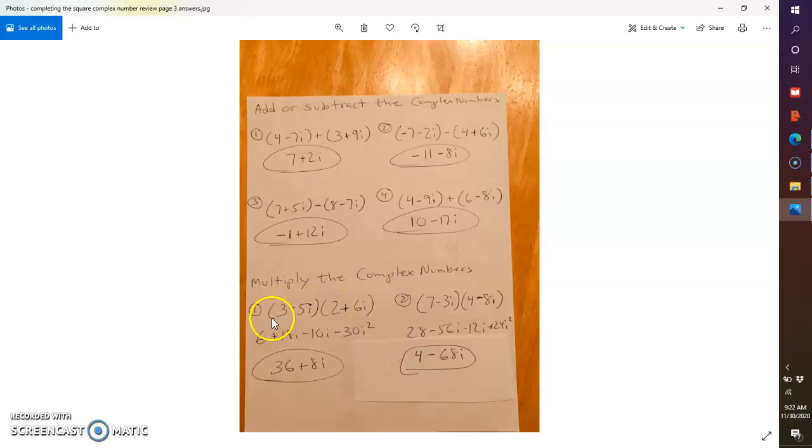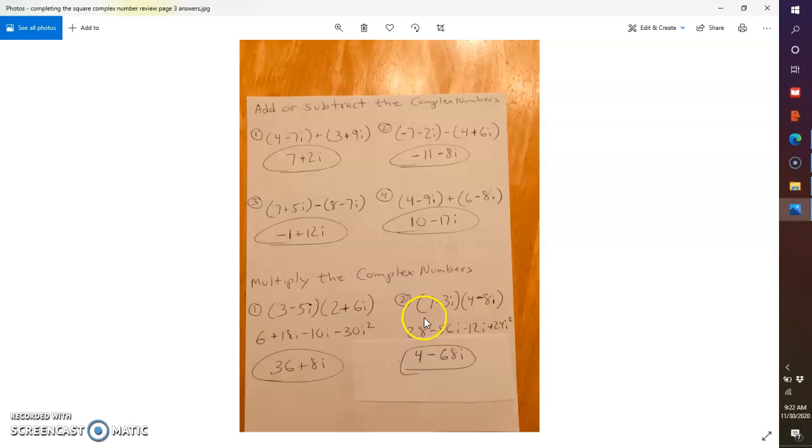So 3 times 2 is 6. 3 times 6i is 18i. Negative 5i times 2 is negative 10i. Negative 5i times 6i is negative 30i squared. Negative 30 times negative 1, because that's what i squared equals, is a positive 30. So 30 and 6 is 36. 18i minus 10i is a positive 8i. We're just combining like terms. But the i squared has to be converted to a negative 1. So it's 36 plus 8i.